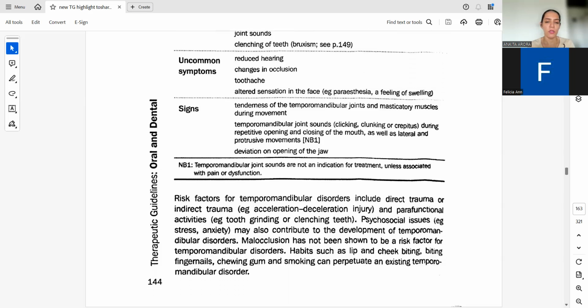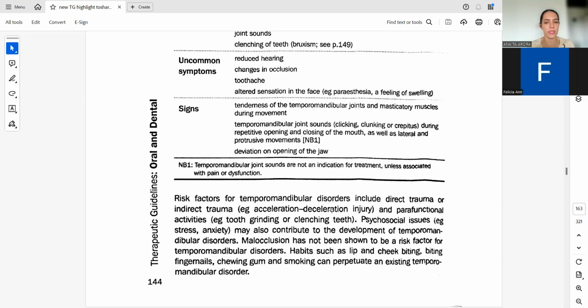Then an important note here is all temporomandibular joint sounds are not an indication for treatment unless they are associated with pain or dysfunction. So a patient having just the clicks without any pain or dysfunction, we need not treat that patient. Risk factors for TMJ disorders include direct trauma or indirect trauma.